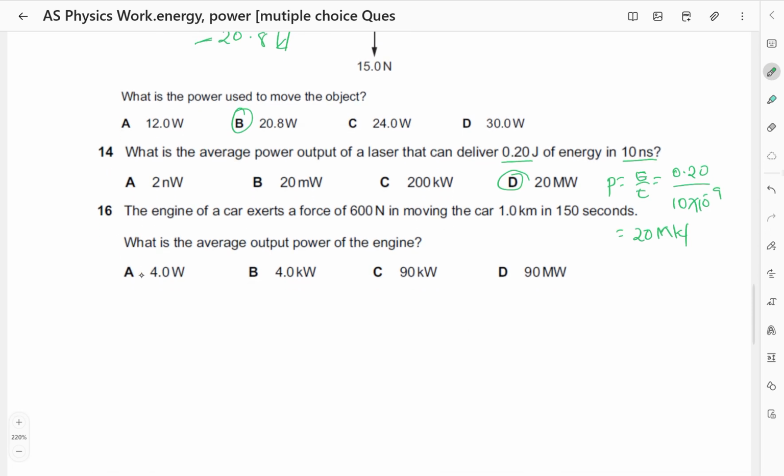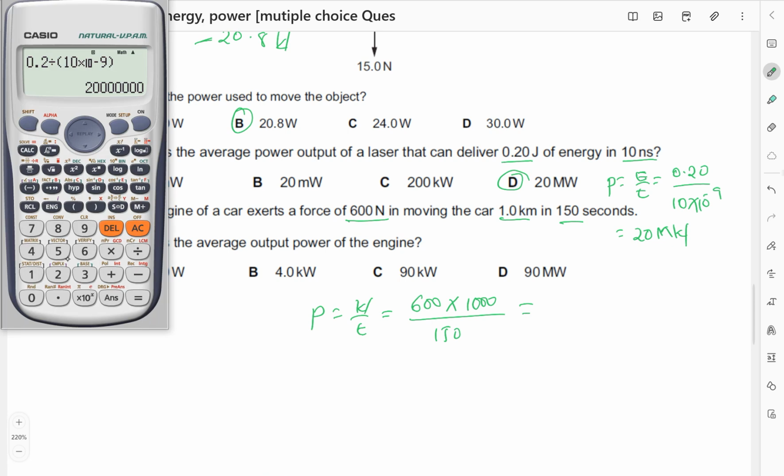The engine of a car exerts a force of 600 newtons in moving the car 1 kilometer in 150 seconds. What is the average output power of the engine? So power is equal to work done over time taken. And the work done is force, which is 600, times the distance, which is 1 kilometer, that is 1000, divided by time, which is 150. And this, I think, gives you 4000.